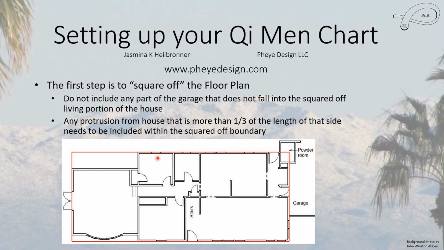So this is a real house. One floor of a real house. Now, we do have a protrusion here for the powder room, and we have a garage over here. But there's no living space back here. The living space is all included here. Now, this is included because this is more than 1/3 this side. But the powder room extra isn't included because this distance here is much less than 1/3 this distance. And this distance here is much less than 1/3 this distance. So this is how you square off this particular house.